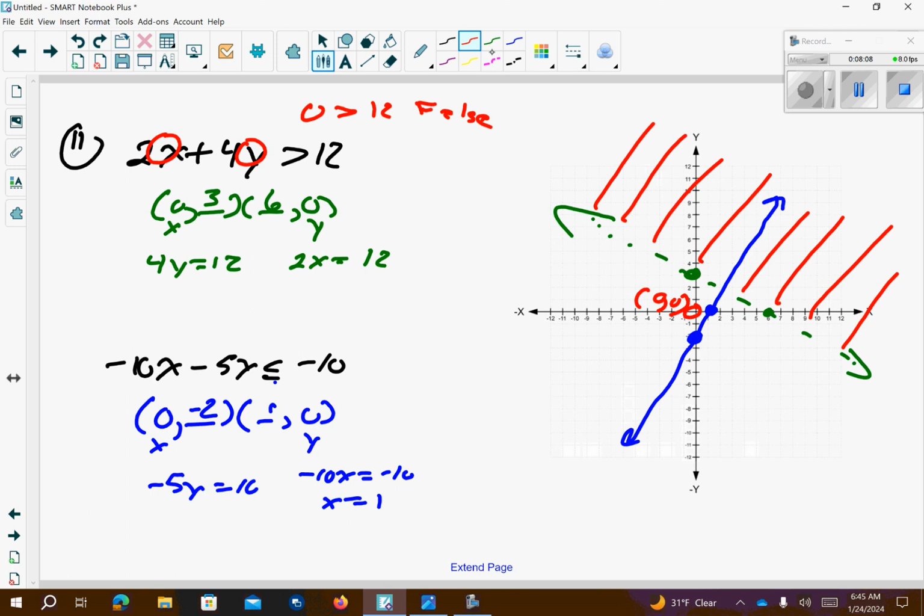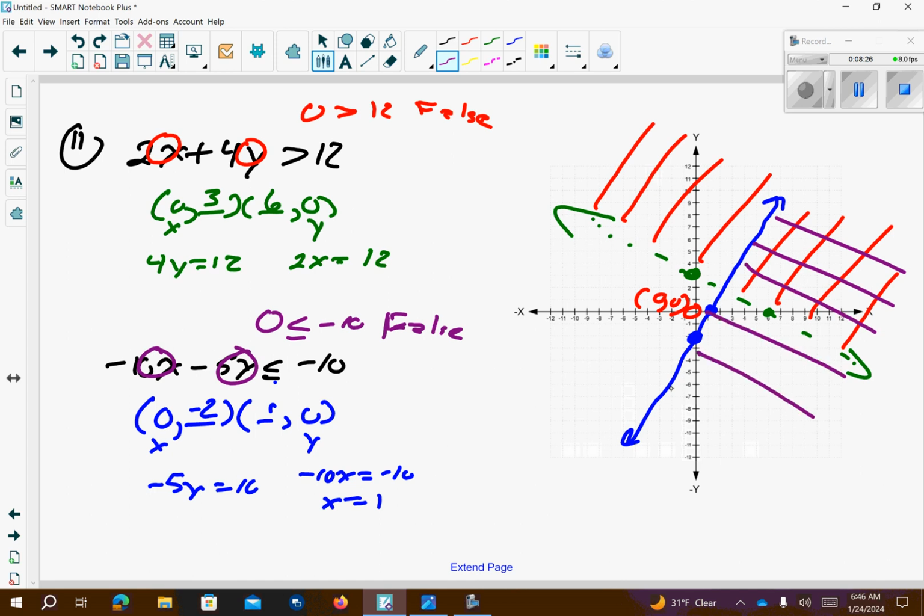Then I'm going to plug 0, 0 in here. So this becomes 0. This becomes 0 because they're on the same side, which is nice. Is 0 less than or equal to negative 10? That's going to be false. So for the blue line, I'm going to shade the opposite side of where 0, 0 would be on the blue line. So that'd be over here. And do you see where they crisscross each other? So you shade this region in, and that becomes your answer.